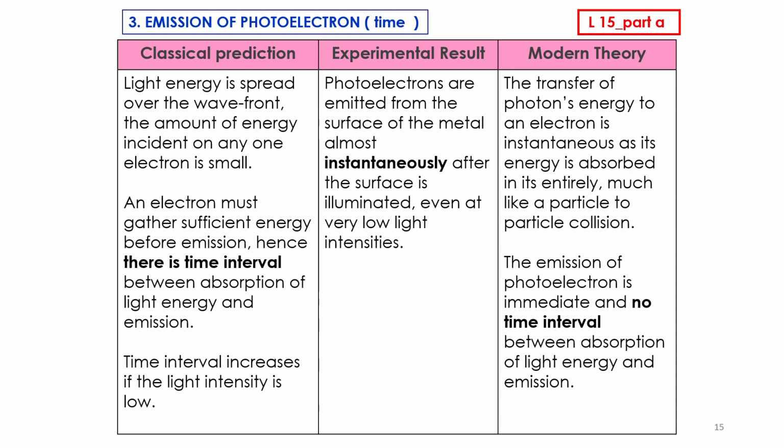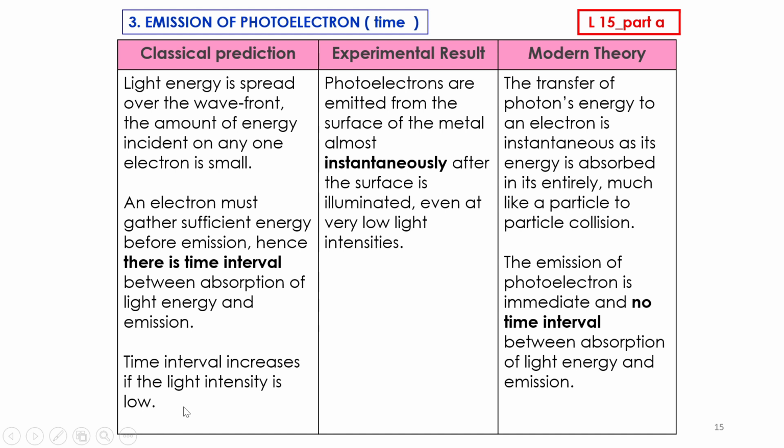Okay, the third item, emission of photoelectrons in terms of time. Classical prediction: light energy is spread over the wavefront. The amount of energy incident on any one electron is small. An electron must gather sufficient energy before emission, hence there is a time interval between absorption of light and emission. The time interval increases if the light intensity is low.